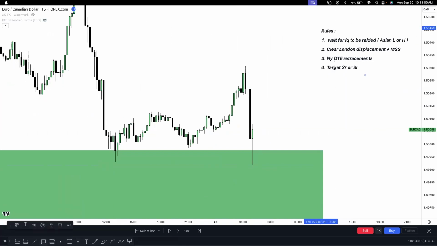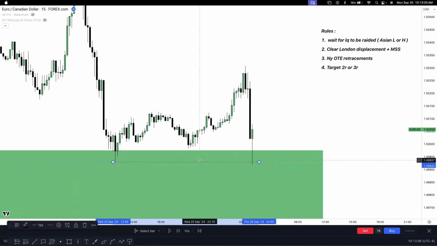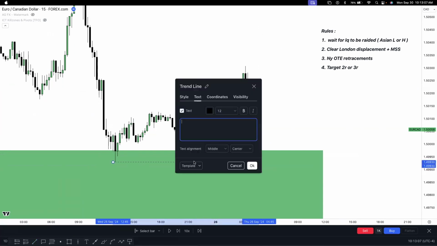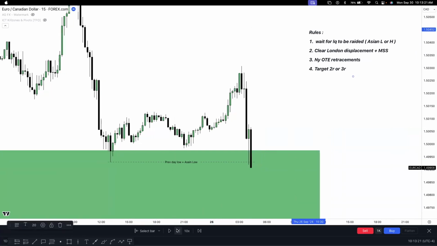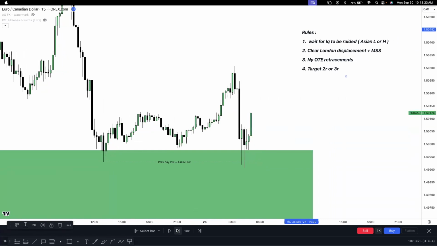So we can now go ahead and mark out Asian low. And on top of Asian low, we had this previous day low from Wednesday swept also. So we're going to mark this out as previous day low plus Asian low. So our first rule is checked off. What's our second rule, guys? Clear London displacement. So we're going to wait for a clear London displacement here.